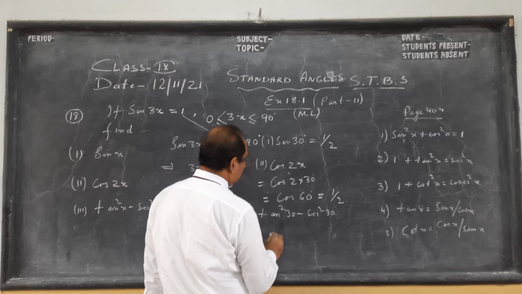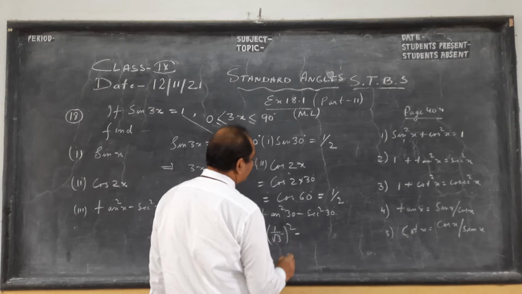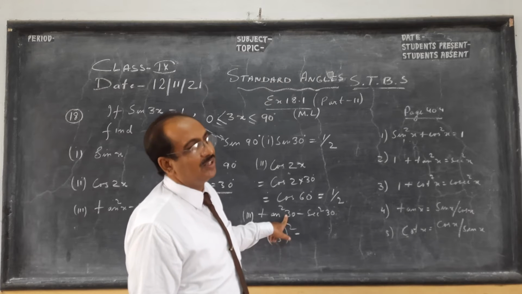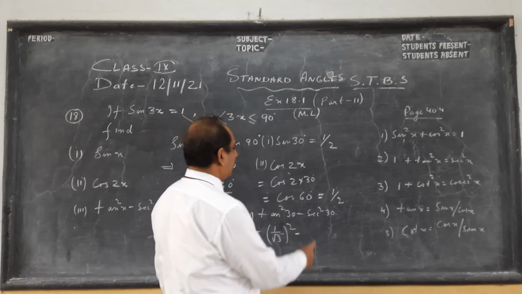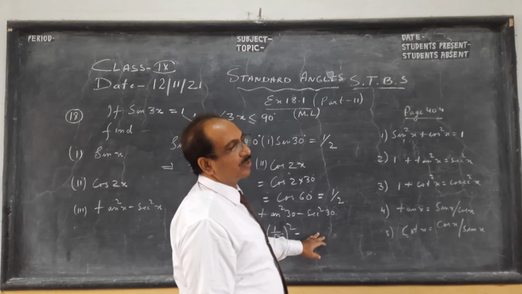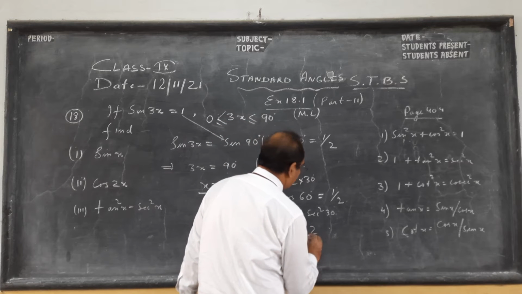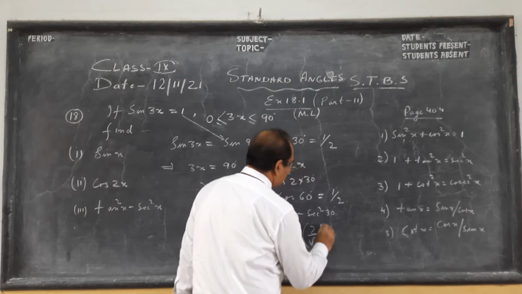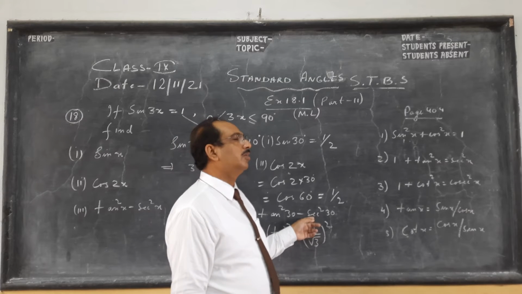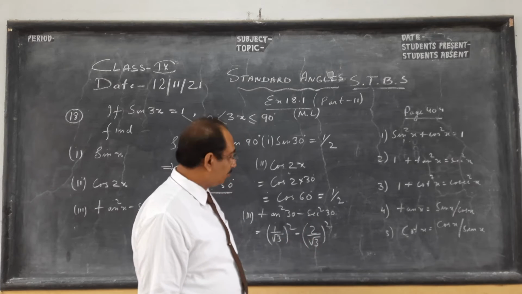Tan 30 degrees, children, is 1 by root 3. Write down the value and then square it. Don't square the angle; some children I saw writing 30 square as 900. We take the value and then we square it. Sec is the reciprocal of cos. Cos 30 is root 3 by 2, which is sine 60, so sec 30 is 2 by root 3. We take the reciprocal of that.